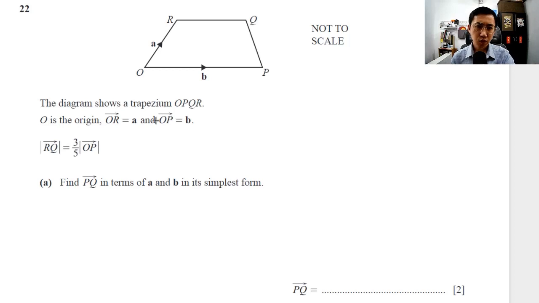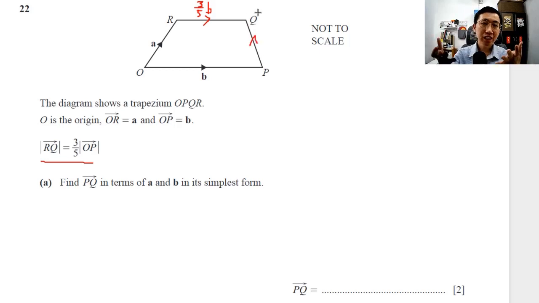Okay, so this information right here tells you that OP is B, RQ is going to be 3 over 5 of OP, which is going to be 3 over 5 B, facing this direction. Okay, now find PQ in terms of A and B in its simplest form. PQ here, right? P heading to Q.